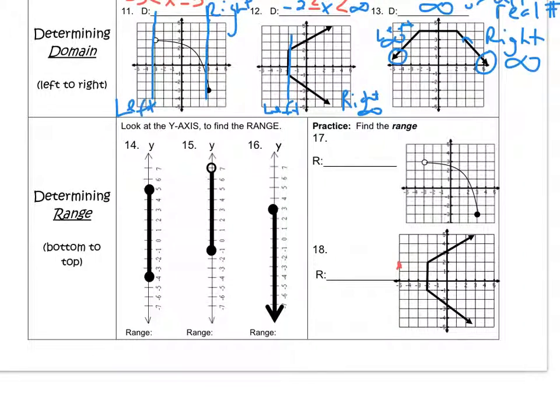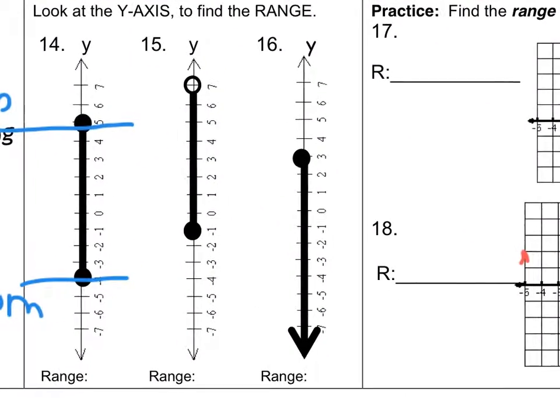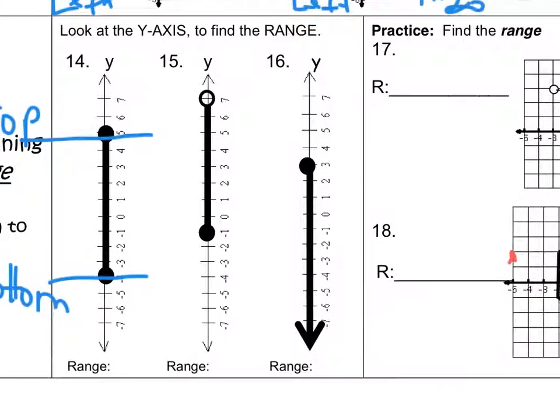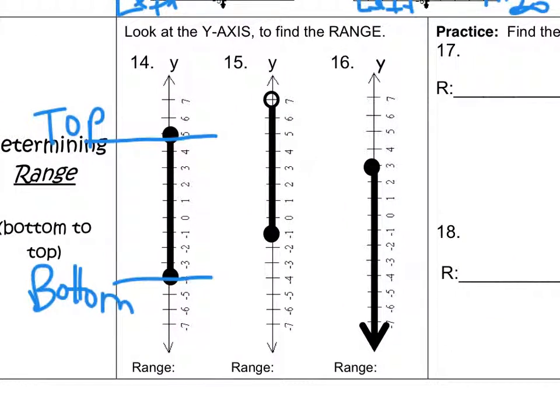We draw our line at the bottom, and we write bottom. And we draw our line at the top, and we write top. I'm going to bring this in a little bit because I can't read the numbers. Okay, so there's my bottom and my top. Looks like my bottom is at -4. My top is at 5.